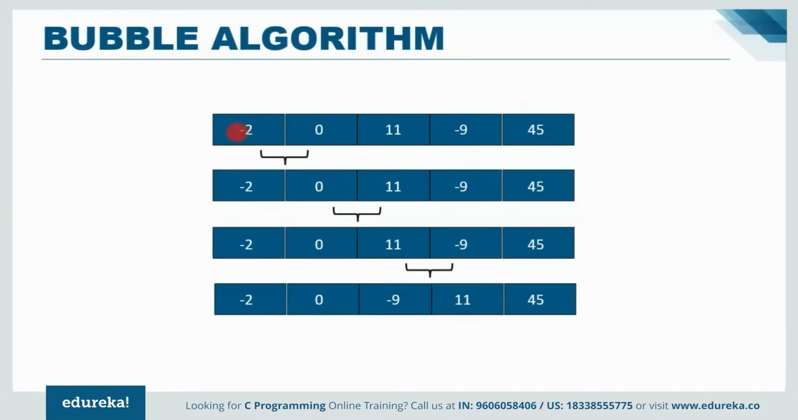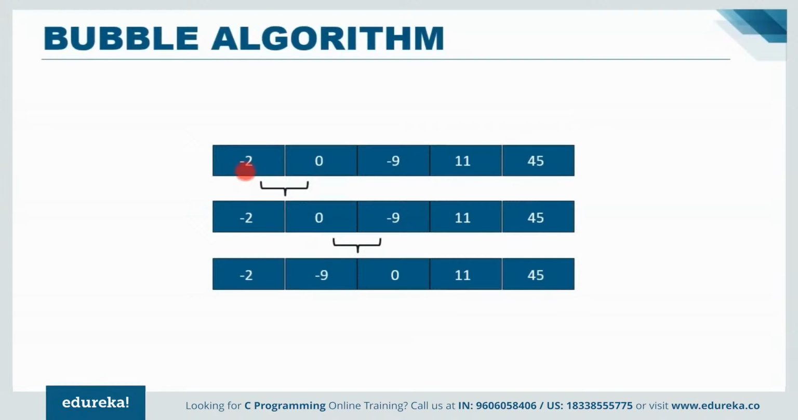In the starting iteration, -2 will be compared with 0. As you can see, -2 happens to be smaller than 0, so no changes in the positions of the elements. Followed by that, 0 will be compared with 11, and 11 happens to be bigger than 0, so no change in that as well. In the next iteration, 11 will be compared with -9, and -9 happens to be a smaller element compared to 11, so they both will be swapped. And in the last iteration, 11 will be compared with 45, where 11 will be the smallest, so no change in their positions. And now we will see the third cycle.